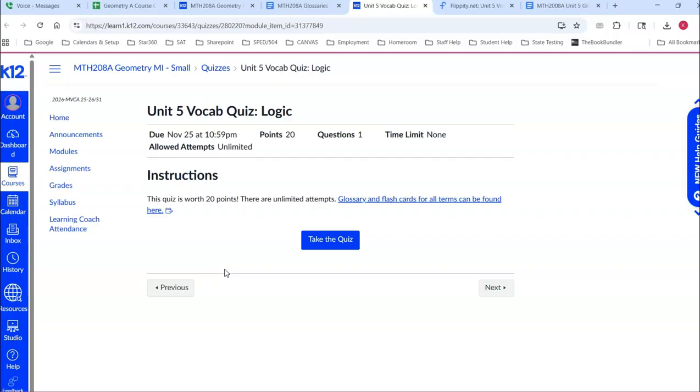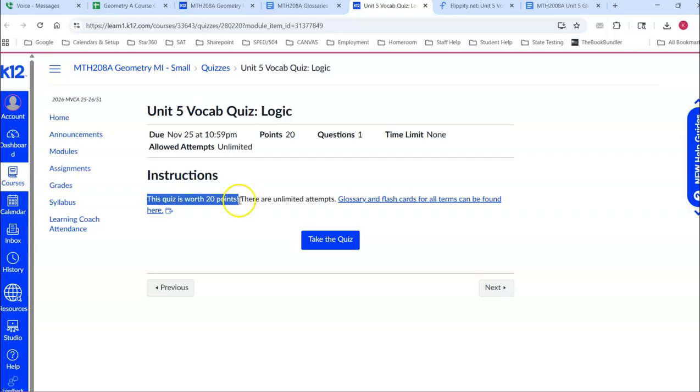So if you want to take it at the beginning of the unit, you can do that and you can take it again as many times as you need to get full credit. This unit has a lot of terms in it that we need to learn. So this one is a big one. It's worth 20 points. And that's about half of the unit test. So you definitely do not want to skip these.